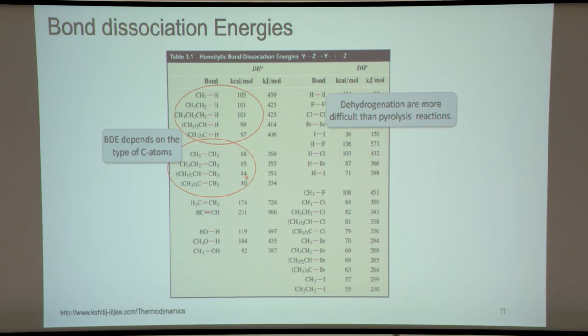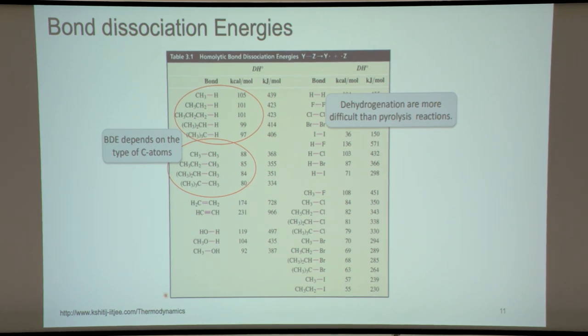If there's a branch, a secondary, you have 84, and then a tertiary, you have 80. So this also tells you why in a molecule you break the carbon-carbon bonds before the carbon-hydrogen, because they're always weaker. Carbon-hydrogen bonds are anywhere from 97 to 105 kcal per mole. Carbon-carbon bonds are between 80 and 90. But abstraction, of course, is always of a hydrogen atom. Scission is typically for a carbon-carbon bond.